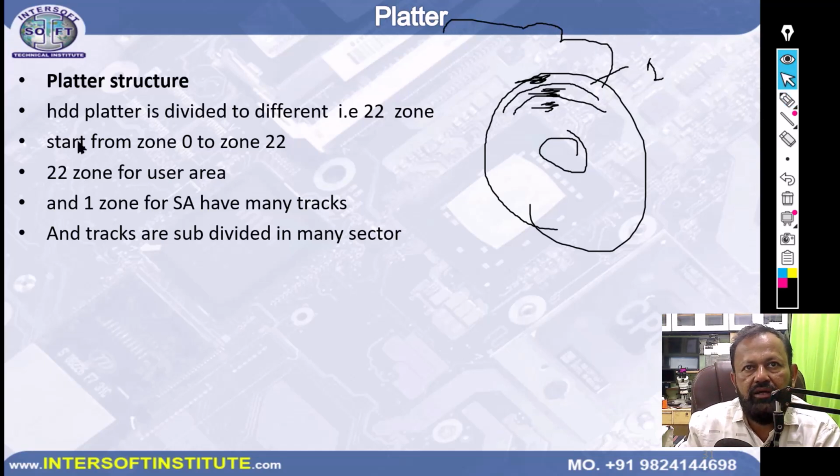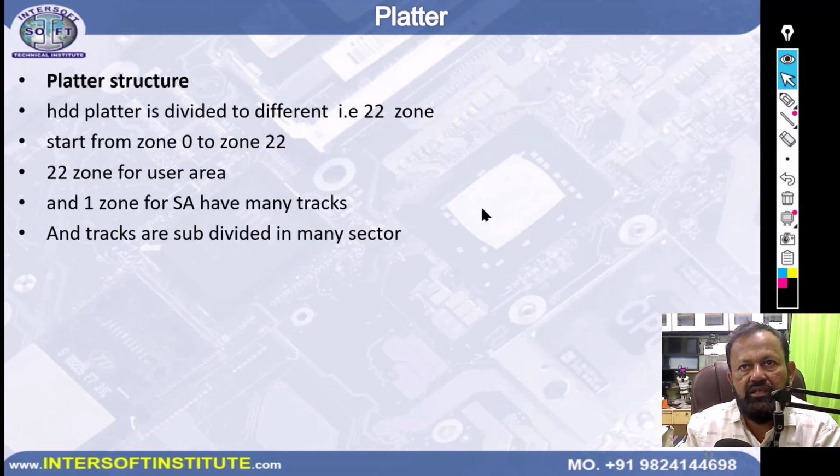So what is a platter? And they are divided into zones. In some drives it is 22 zones, some drives 12 zones, 15 zones, it depends. You can use the command and check how many zones are there. So these are the different zones.